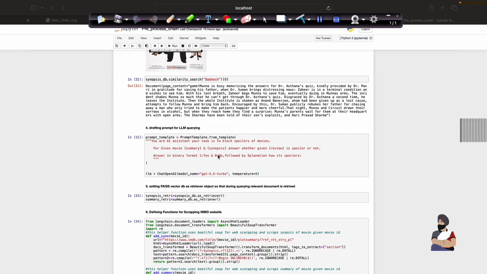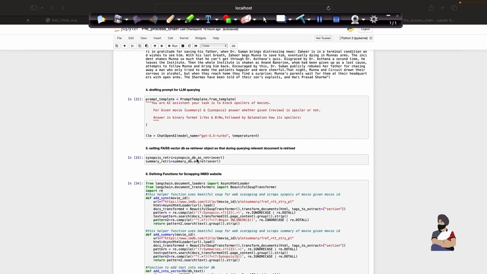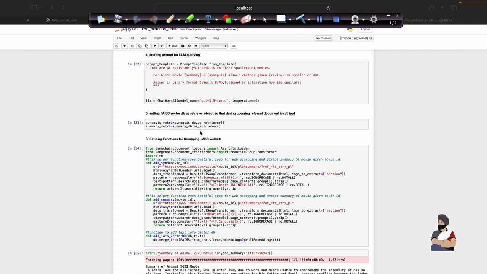And then I have initialized the prompt. I'm going to use this prompt to perform the classification of the reviews, and it will be followed by the explanation. So this is the large language model which I have initialized, and basically this is a decoder based model, because I am just generating new text, so a decoder based model is required. And then the synopsis and summary vector databases need to be initialized as retrievers. So I have initialized them as LangChain retrievers.